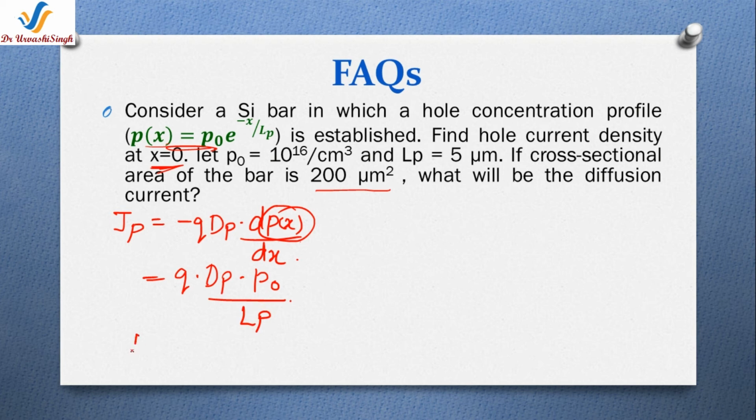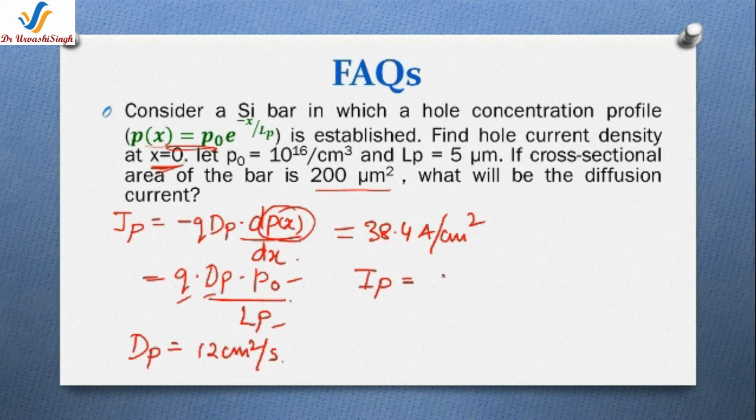Use all the values. For the Dp, the diffusivity of holes diffusing in intrinsic silicon is 12 centimeters square per second. q is 1.6 times 10 to the power minus 19. So putting all the values, the Jp comes out to be 38.4. Now the diffusion current is given by Ip is equal to J into A, the cross-sectional area. So it will be 76.8 microampere.